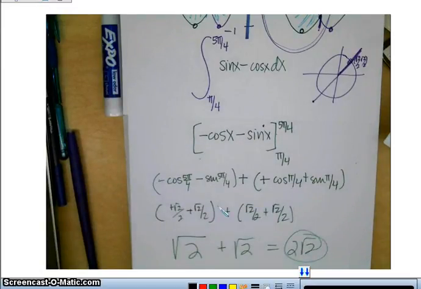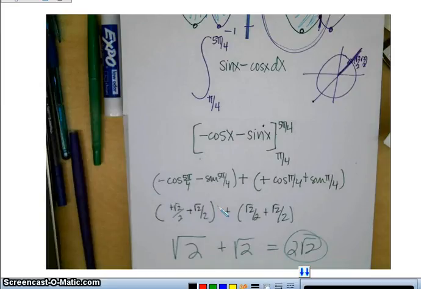Decimals are not acceptable when you look values up on the unit circle. All right, that'll be the last one I do.